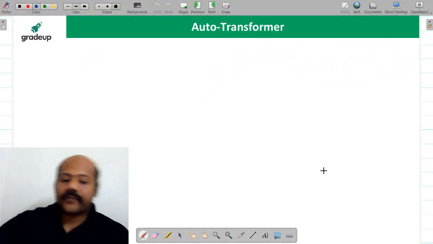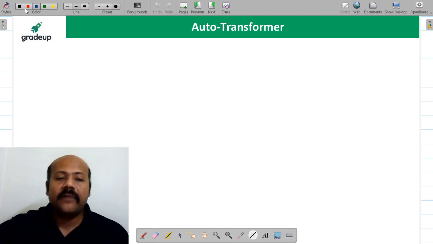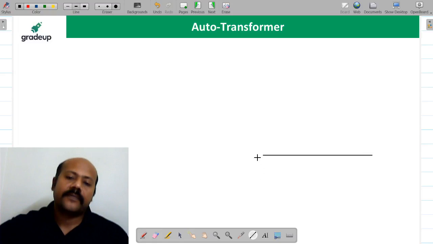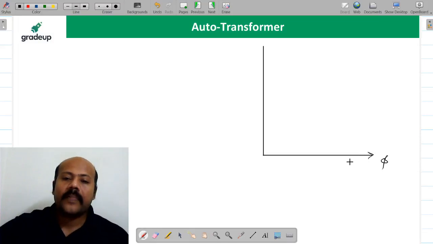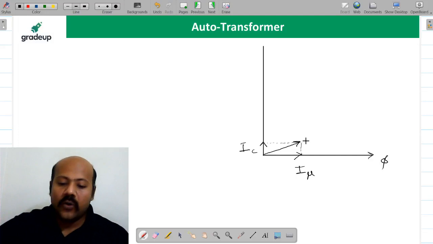Now let us draw the phasor diagram and you should be very cautious to understand this. First of all, this is going to be the flux. Okay, this is the flux in the core phi. And there is going to be some current which is required for magnetization that I am writing as I mu. And the core loss component we are writing as IC, and this IC and I mu are going to give you the no load current I0.